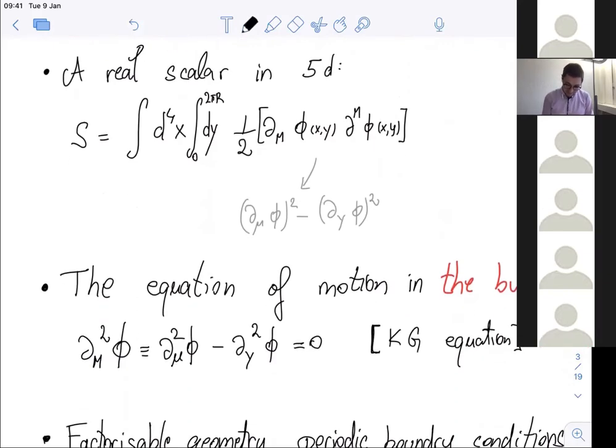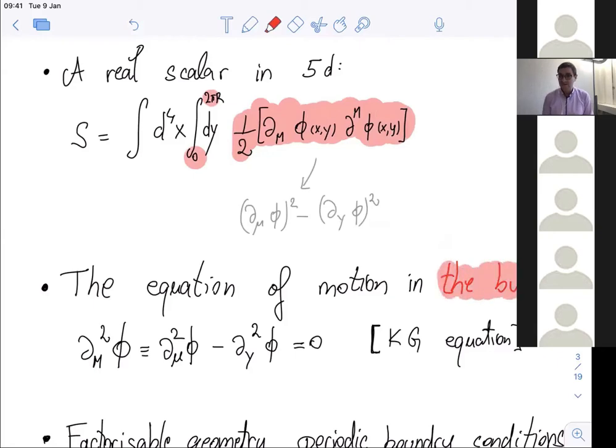So let's take a real scalar field in 5D. The field will now be a function of 5D coordinates, x and y, and this will be the kinetic term for the field. Now the action is given by the integral over the entire space, both the x and the y. The integral over y is on a compact interval because y lives on an interval. So we have the action, and we can, for example, calculate the equation of motion in the bulk, meaning in this entire 5D space.